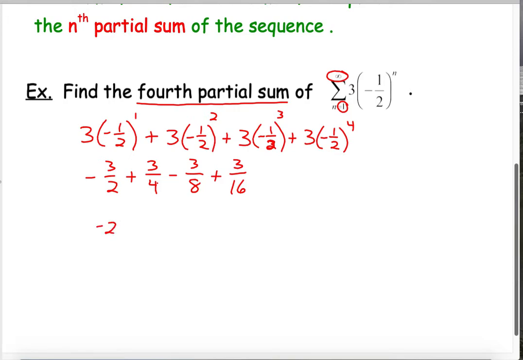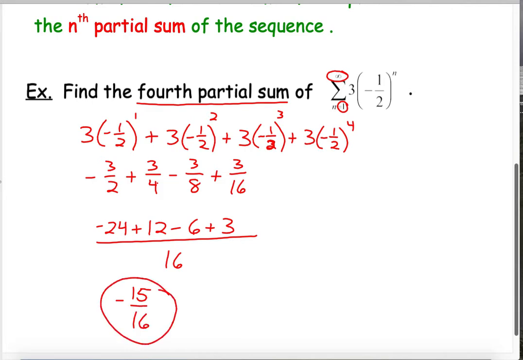So I'm going to have negative 24. And then the second fraction I'll have to multiply by 4 over 4. So I'll have plus 12. And then the third fraction I'll have to multiply by 2 over 2. So I'll get minus 6. And then the last fraction I don't have to multiply by anything. So we get negative 24 plus 12 minus 6 plus 3, which is negative 15 over 16, our final answer. And so that's the fourth partial sum of this series.